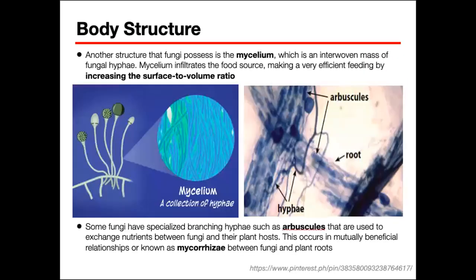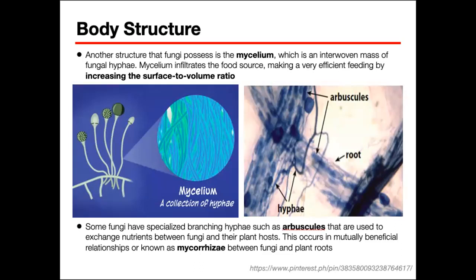Okay? Another interesting structure is this interwoven mass of hyphae that we call a mycelium. So yung kanina, yung filament natin or yung tendril-like structure natin, yung tawag natin sa kanila ay hypha. Hyphae kapag singular. Ang mycelium naman, this is basically a collection, an interwoven mass of these hyphae.